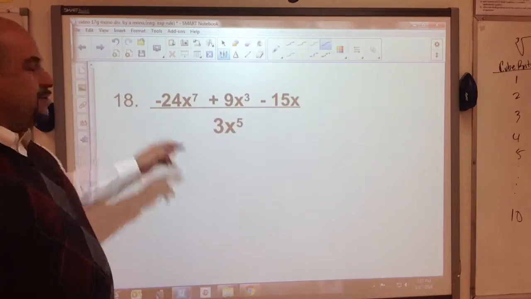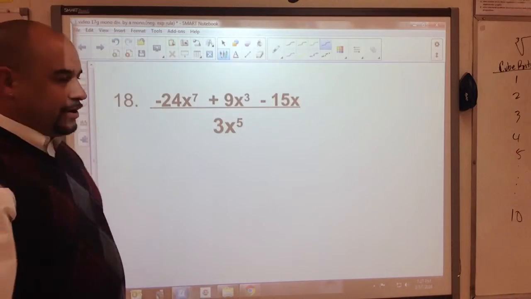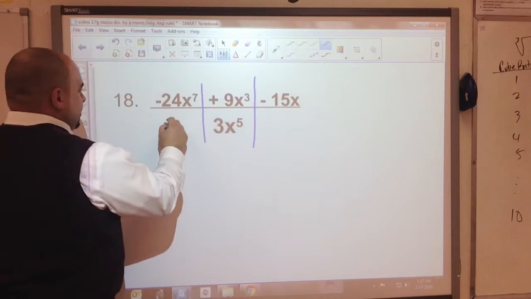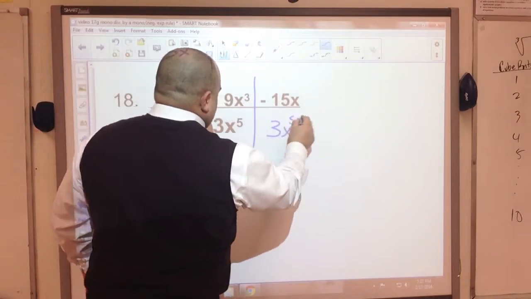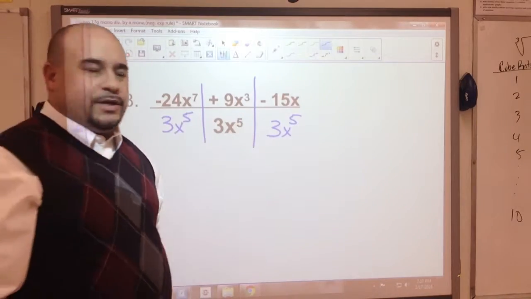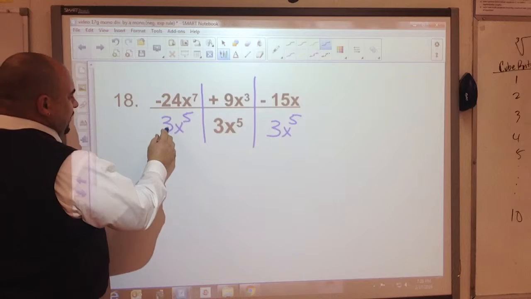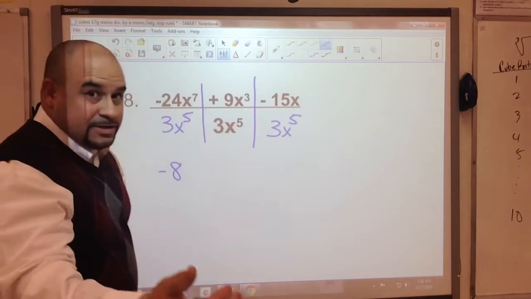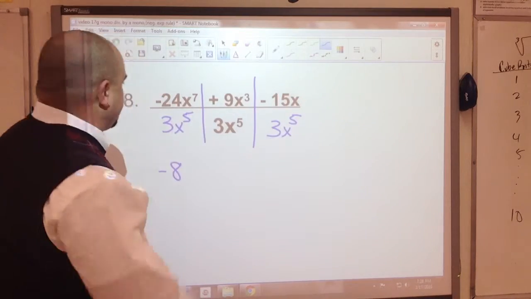Let's try another one. This time it's number 18. I think this is the last one. So I'm going to do what I did last time. I'm going to split this up and bring 3x to the 5th here again. And I'm going to divide 3x to the 5th into all 3 of the terms up top. Let's try it. Negative 24 divided by 3 is negative 8. Now we have to deal with exponents. Don't forget, same base, subtract the exponents.